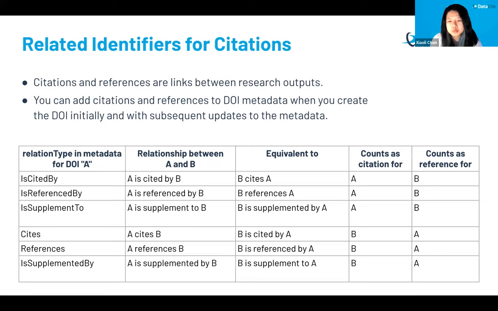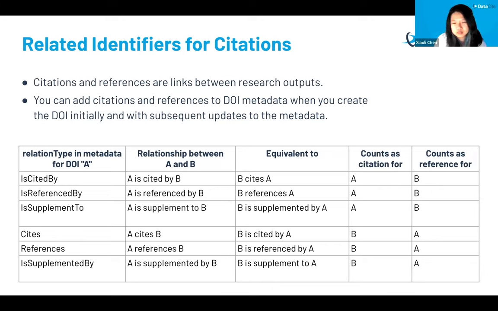Citation, arguably the most important and most prevalent relation between objects, is citation and references. Citations and references are links between research outputs. You can add citation and reference to DOI metadata when you're creating the DOI initially and with subsequent updates to the metadata, as we've seen this being done over time, the long tail of research impact happening, which we want to capture as much as possible.